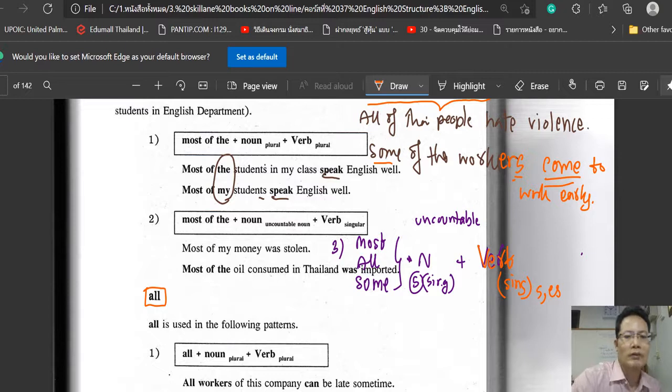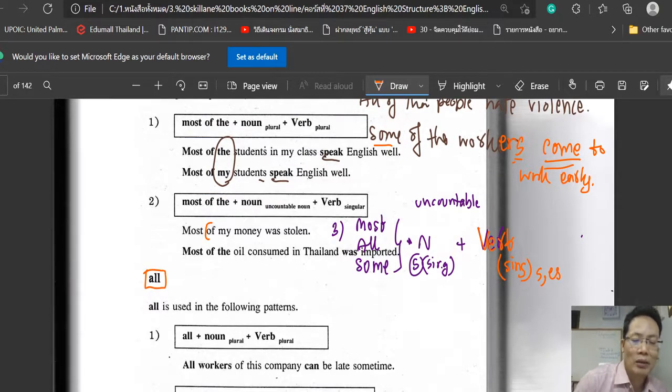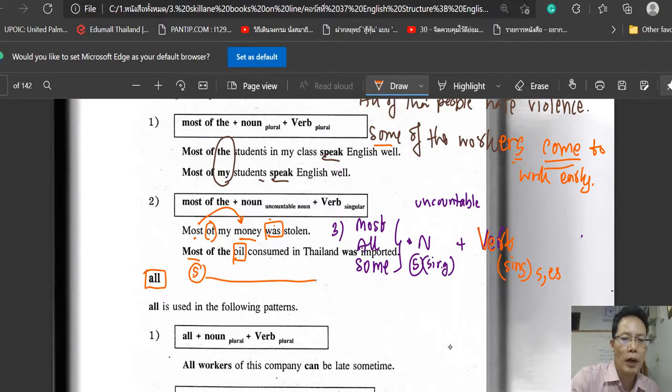For example, most of my money. Not this one, sorry, this is uncountable now, but we will come back later. Correct: most of my money. Money is uncountable, so use "was", because most refers to money, which is uncountable. So the verb must be singular form. Most of the oil is uncountable, so most is a singular subject too. What about consume? Consume is the reduced form of an adjective clause: which is consumed in Thailand, which was consumed in Thailand, was imported. Which is or which was depends on you.